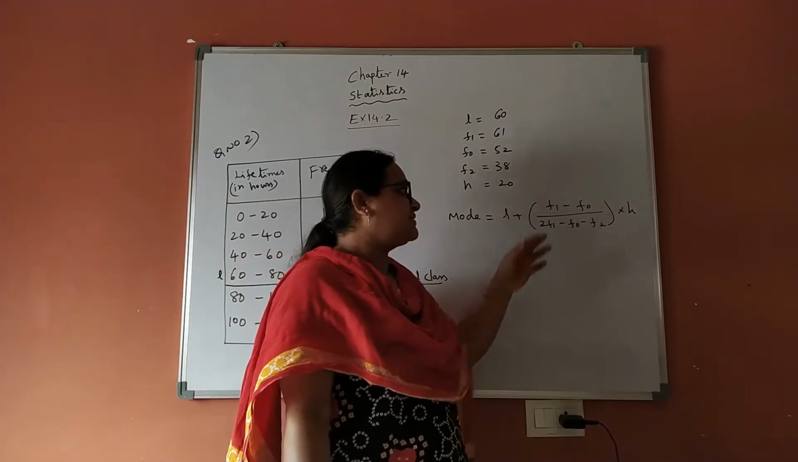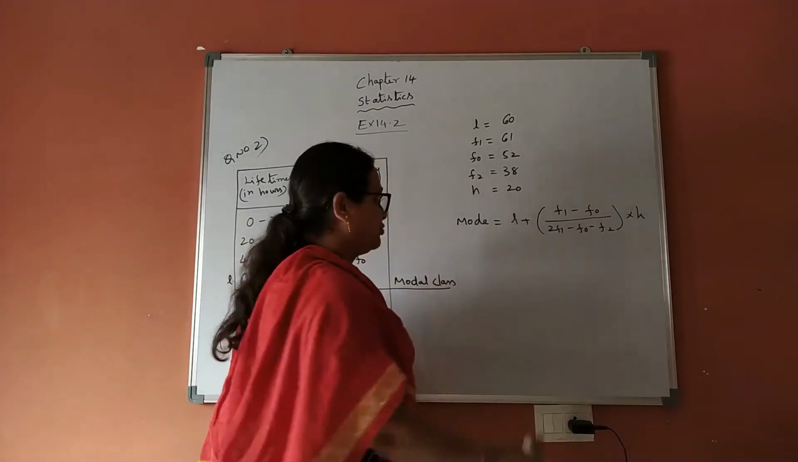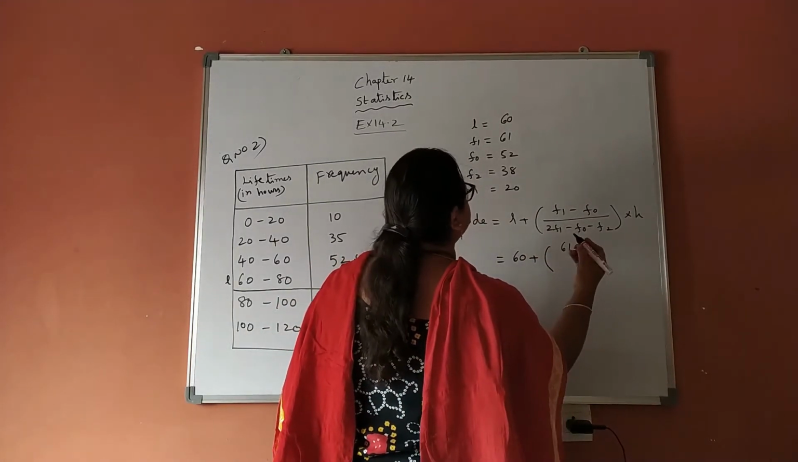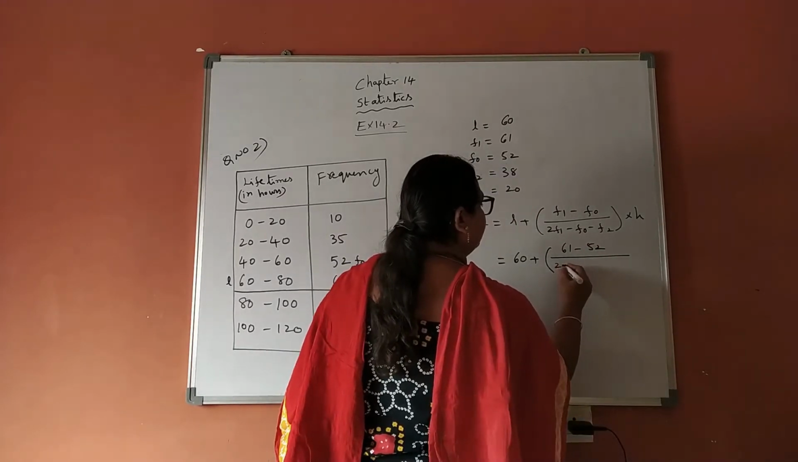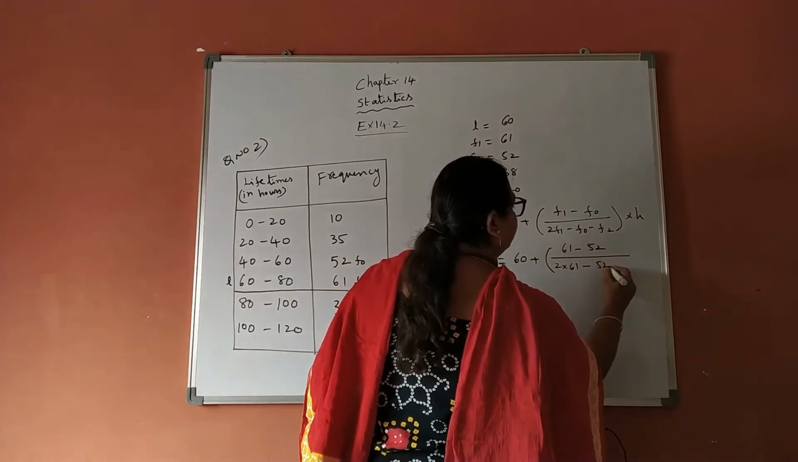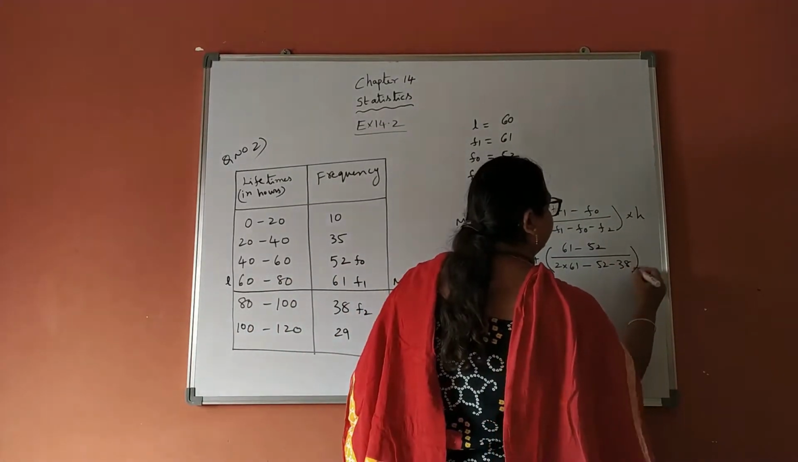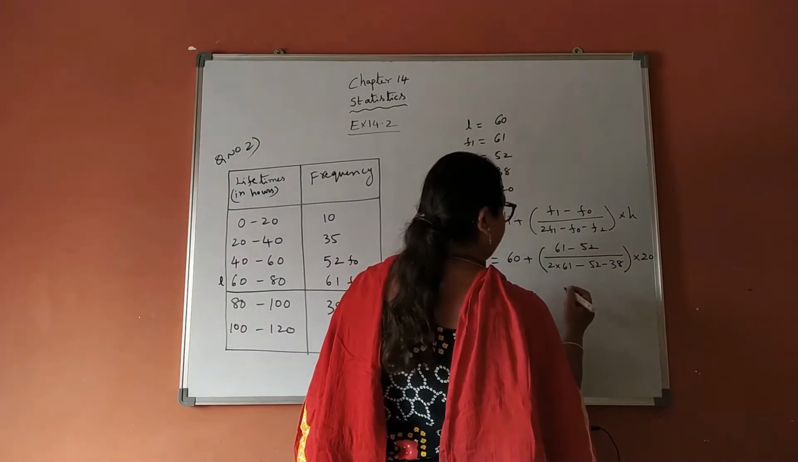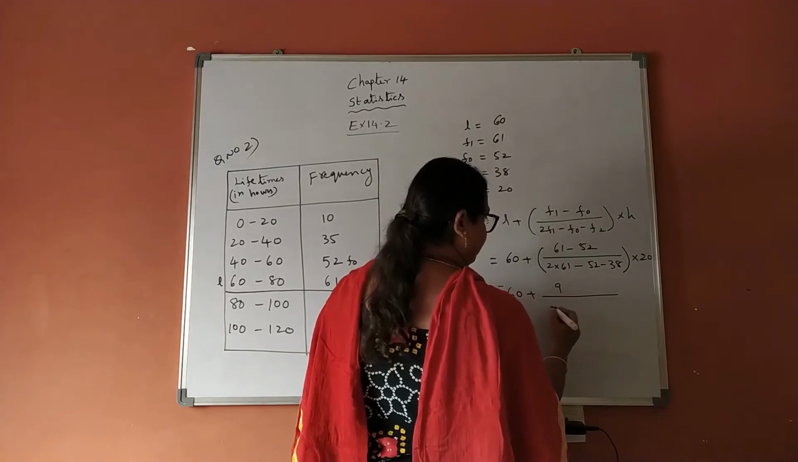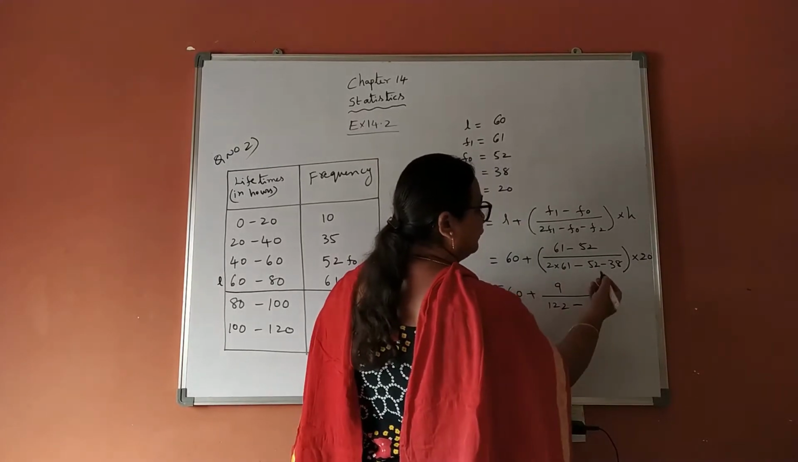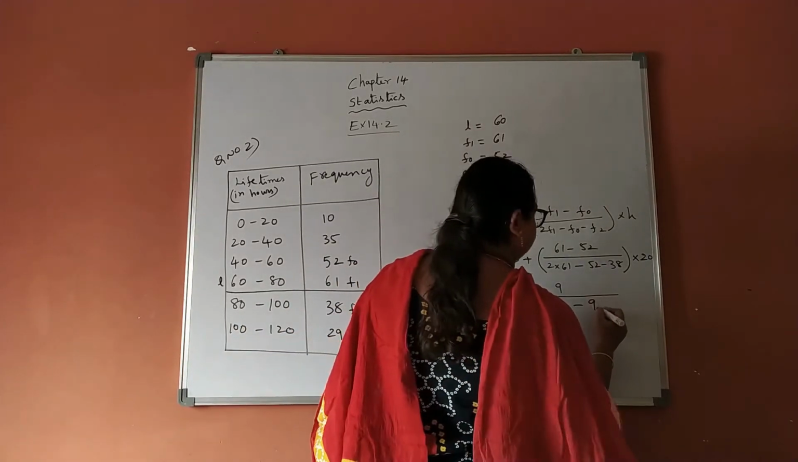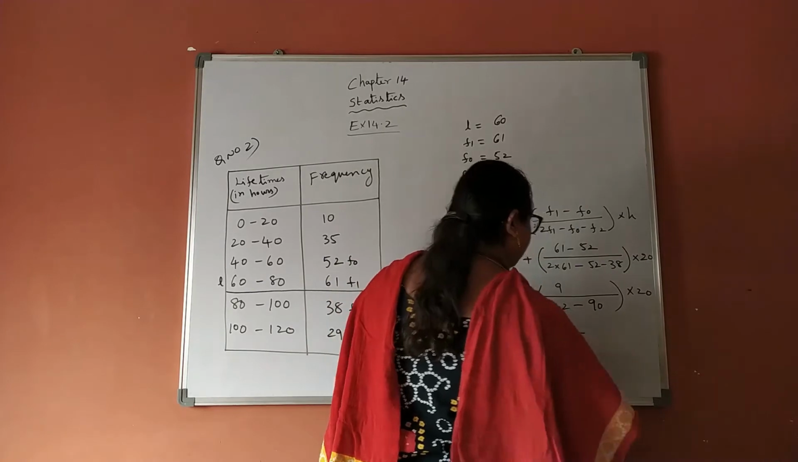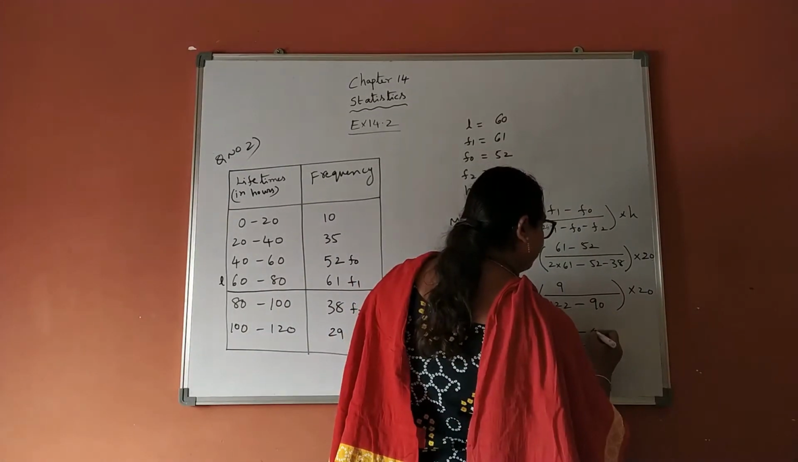Mode is equal to L plus (F1 minus F0) by (2 F1 minus F0 minus F2) into H. So L, lower limit of the modal class, that is 60, plus F1 61 minus F0 52 by 2 F1, 2 into 61 minus F0 52 minus F2 38, into H, class size 20. 60 plus (61 minus 52), that is 9, by (2 into 61) 122 minus (52 plus 38) 90, into 20. 60 plus 9 by (122 minus 90), which is nothing but 32, into 20.